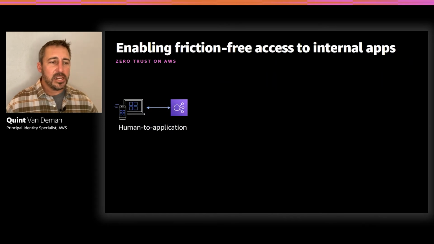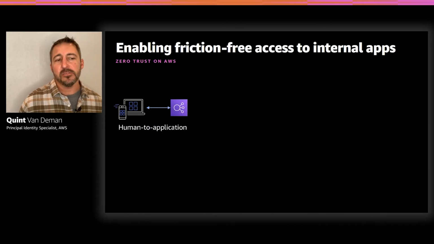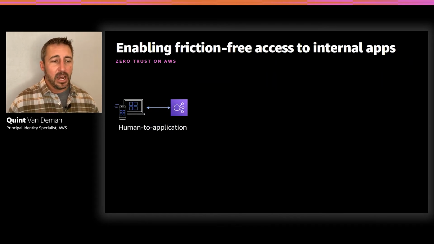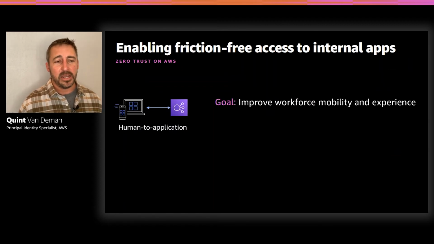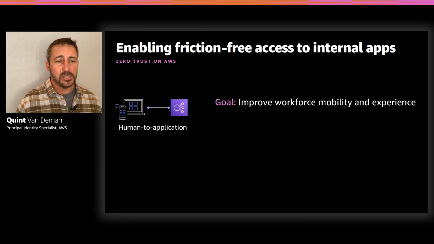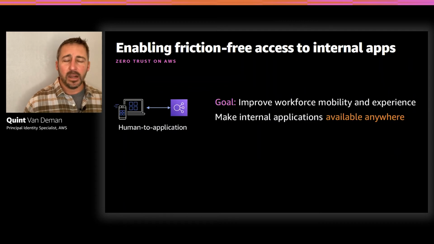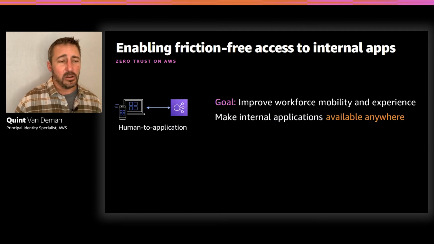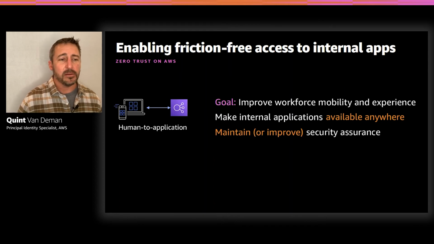Okay, so our second use case is all about friction-free access to internal apps. And this one is very prominent in zero trust circles, right? We're trying to get a human user access to generally an internal application from anywhere, right? Again, our goal is about mobility. Our goal is about making it so that that employee can work anywhere.